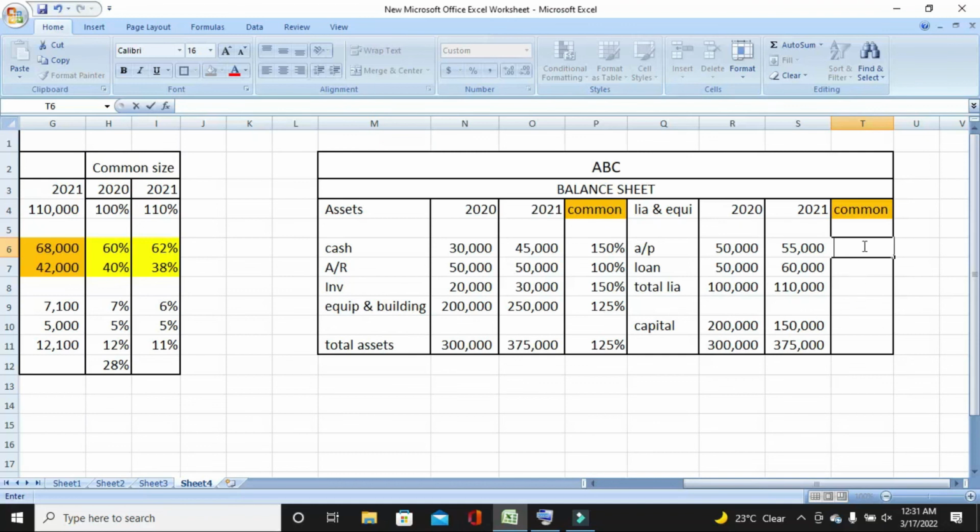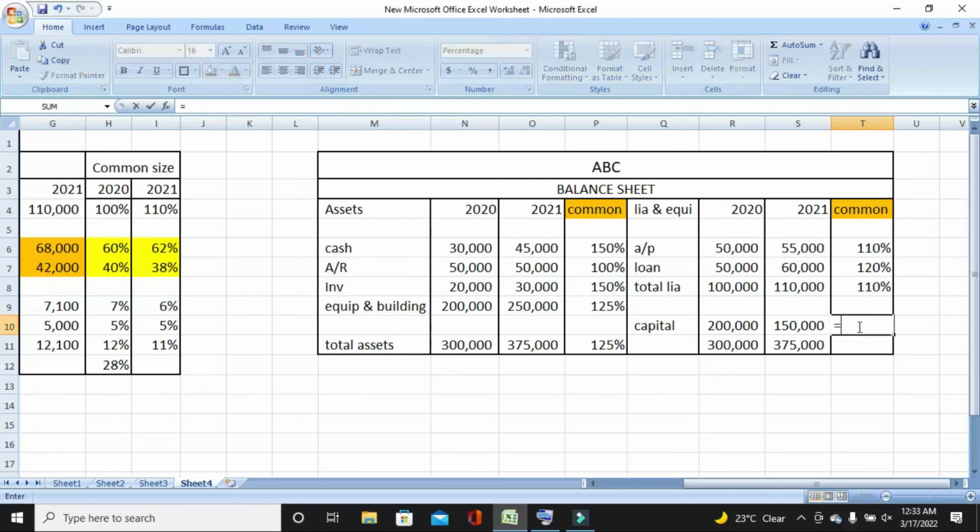So let's calculate common size of accounts payable. There is a 10% increase in our accounts payable. Overall there is a 110% figure, but then loan is increased by 120%. And overall liabilities were increased to 110%. So there is an overall 110% increase in our total liabilities.